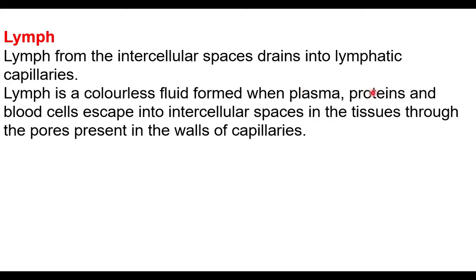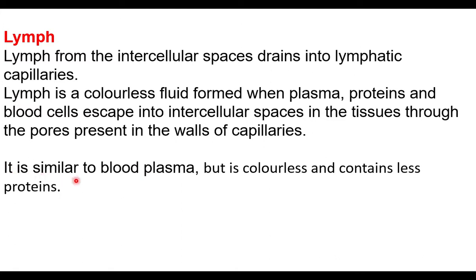Lymph is a colorless fluid. It is formed of plasma proteins and blood cells that escape into the intercellular spaces in tissues. The blood cells escape from blood vessels and enter into intercellular spaces. That is also part of lymph. How do the blood cells escape? The blood cells escape into intercellular spaces through the pores present in the wall of capillaries. The wall of capillaries has holes. Through the holes, blood cells escape. These blood cells and plasma proteins all together form a colorless fluid, lymph.